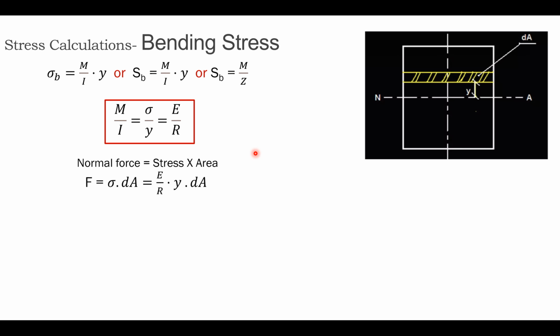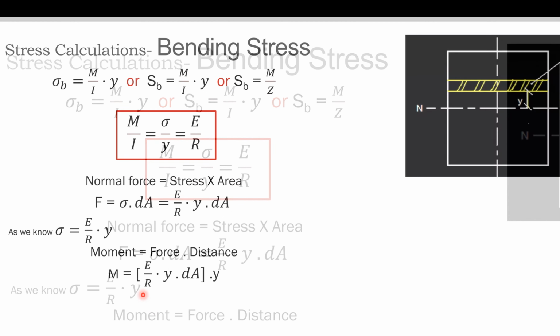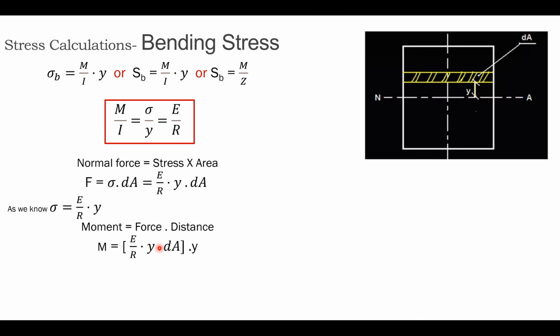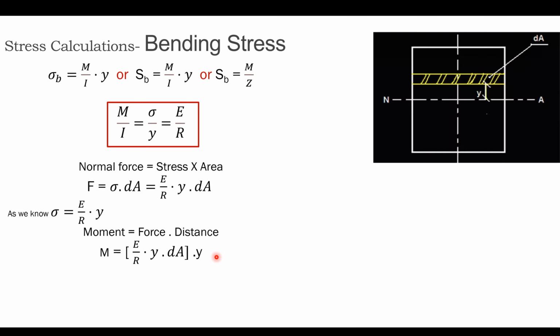As we know, the stress that we calculated in the previous slide, sigma is equal to E over R into Y, multiplied by dA. The moment is equal to force into distance. So this force that we calculated, if you multiply it with this distance y, we'll get the moment, which is M is equal to E over R into Y multiplied by the small area dA multiplied with distance y. So this way we'll get the moment.